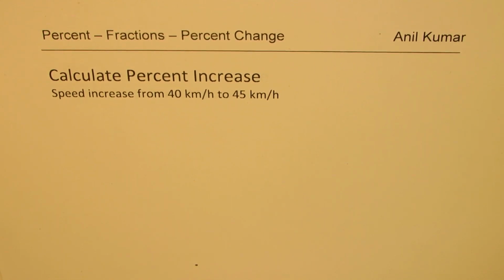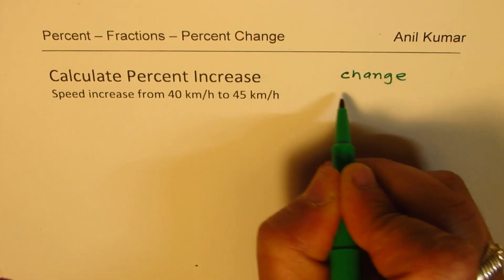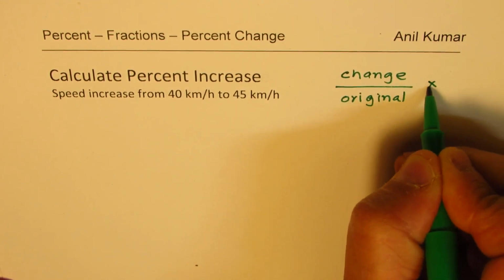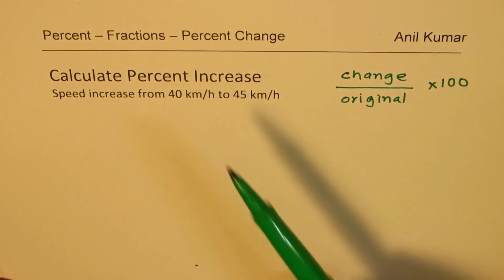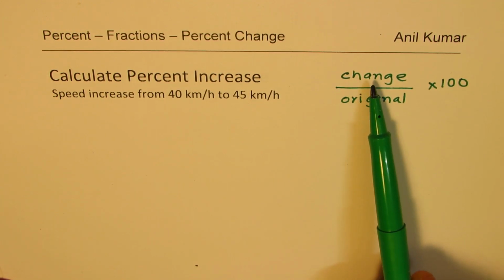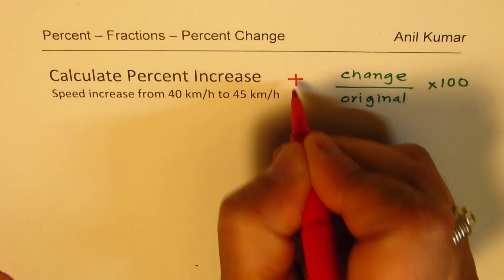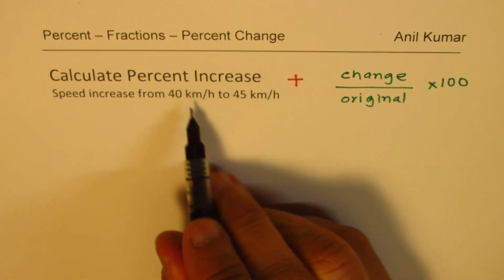Now we will talk about percent increase. Now when we say percent increase, it means change over original times 100. So that is the basic formula to find percent increase. You could use the same formula for decrease also. Change could be positive or negative. So if it is percent increase, your answer will be positive, right? So that is what it is. So it increases from some value to some other value. Now let's try to see how to calculate percent increase.